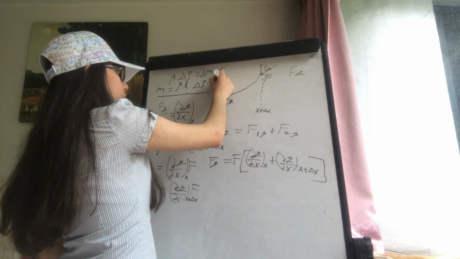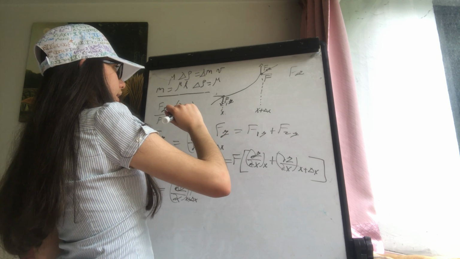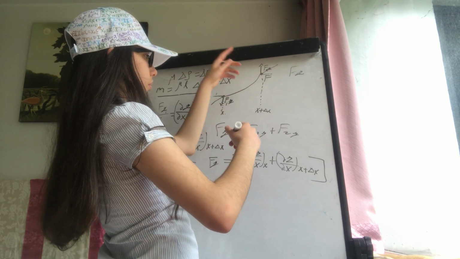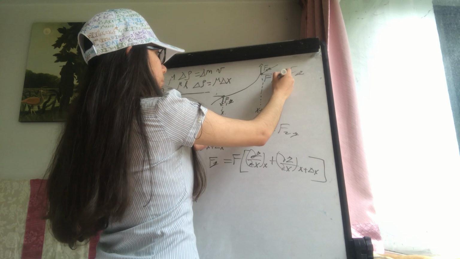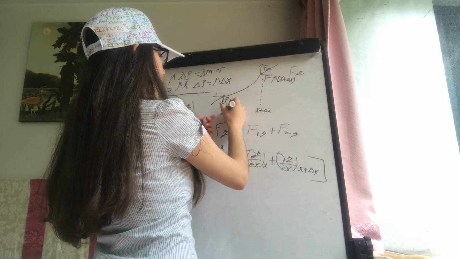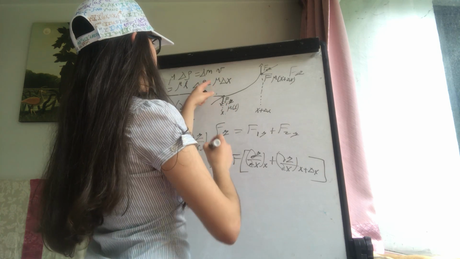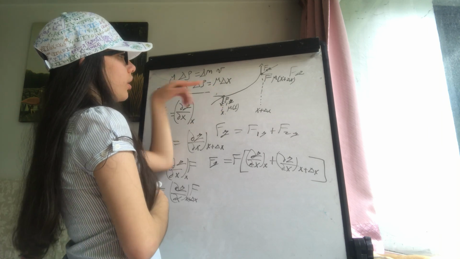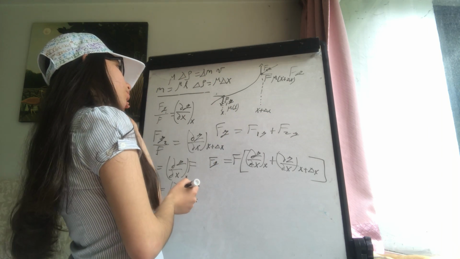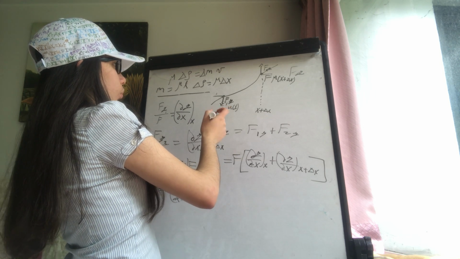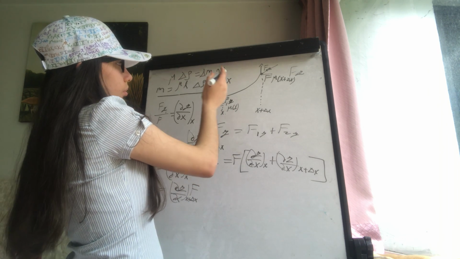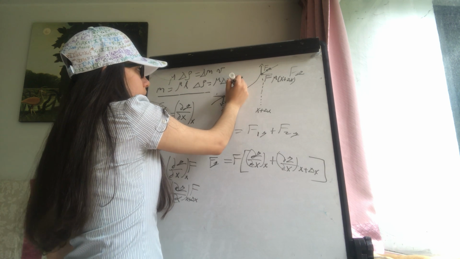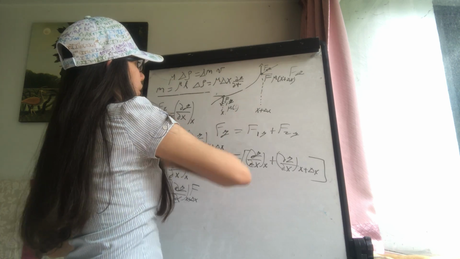So I would just have mu times delta x, because at this point all the mass you can see it as mu times x plus delta x, and here it is just mu times x. So the difference is mu times dx times the velocity. Now what is the velocity? Well, the velocity is the first derivative of y with respect to time. You can put it as this.